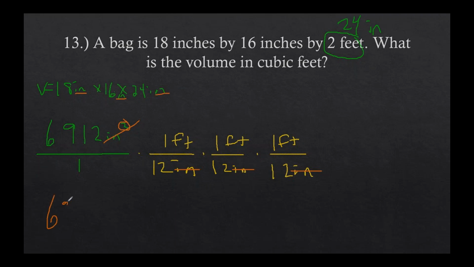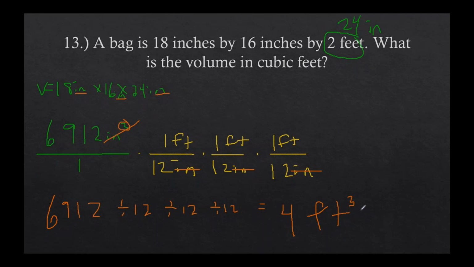So if you look at the math then, 6912, all of these 12s are in the denominator, so we're dividing by each one. So 6912 divided by 12, divided by 12, divided by 12, gives me a beautiful answer of 4. Yep. 4 feet cubed. Exactly. Very good.